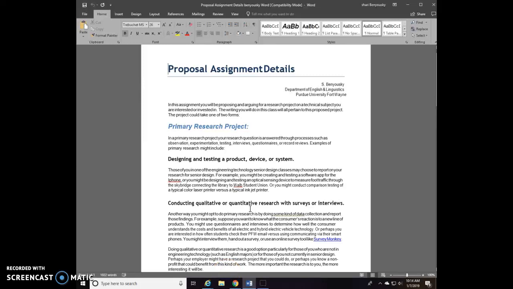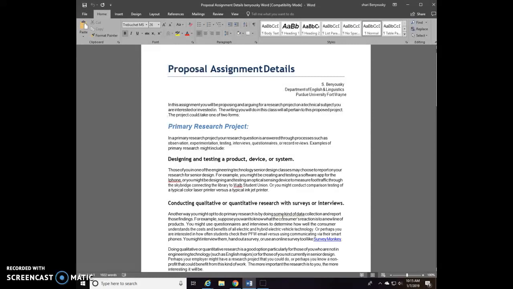Hey guys, this is the third of the proposal project lectures. I'm going to be going over a series of documents this time, so I'm going to keep the screen free of my face so you can see what I'm doing. All of these documents will be located in the document sections in our class.